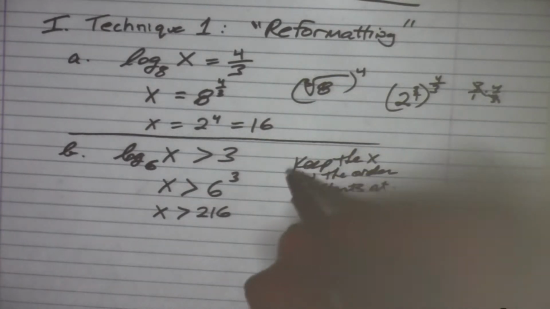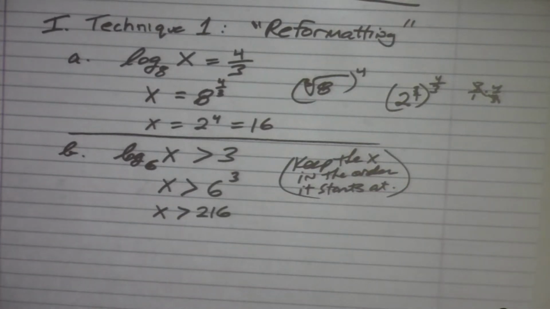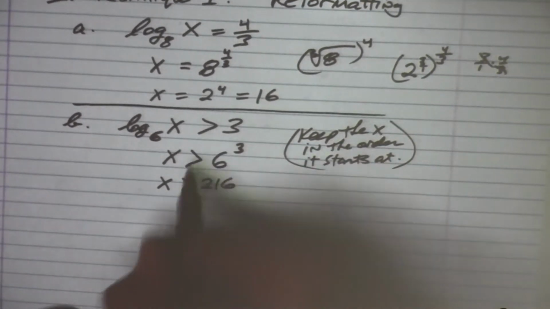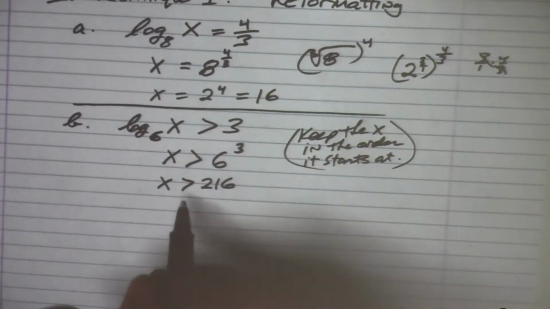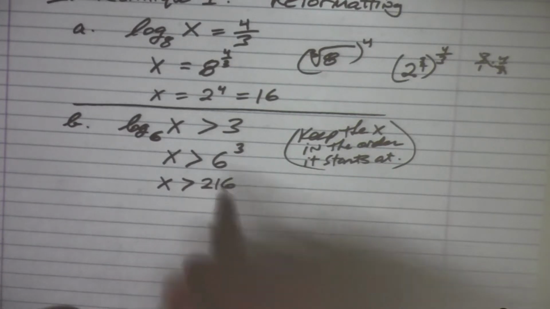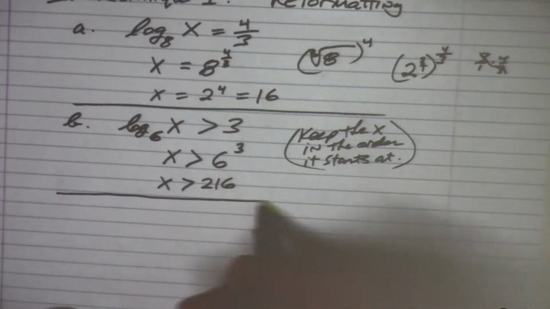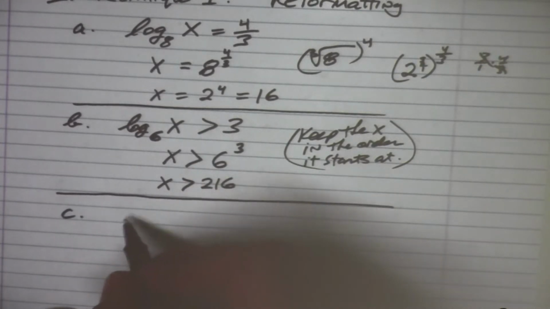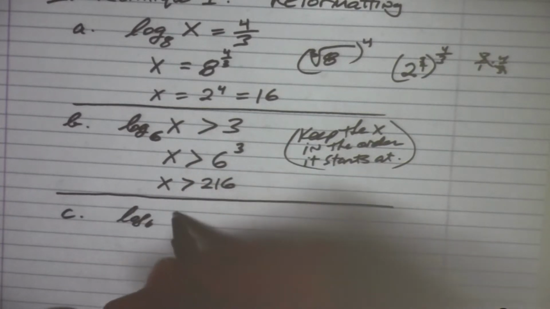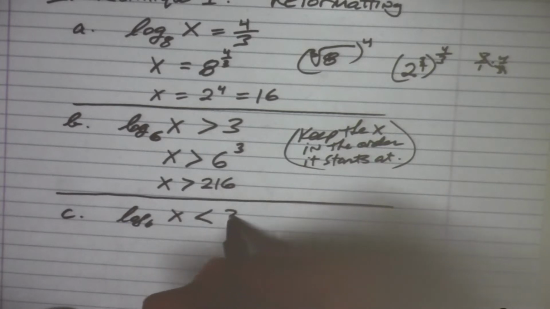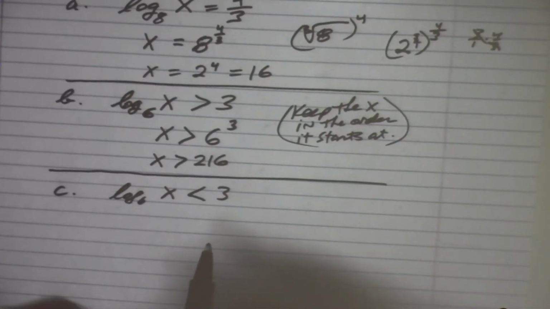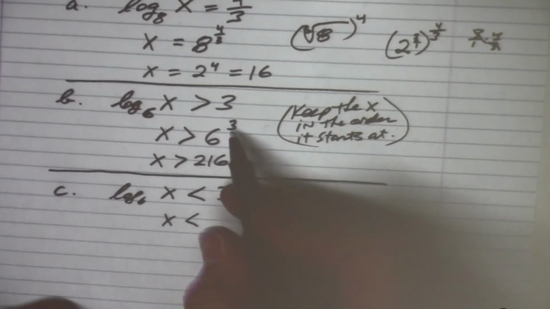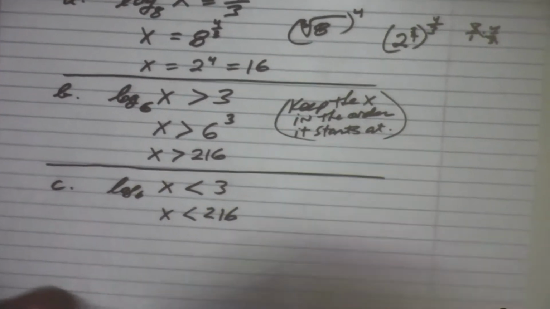However you might want to say it to remind yourself, you don't flip it, you don't move the variable in. Now, this is a greater than problem. The x is greater than 216. We need to look at the one where it's less than, a different one. Let's do the same thing. Log base 6 of x less than 3. When we do it this way, we get x is less than 6 to the 3rd power, so 216.